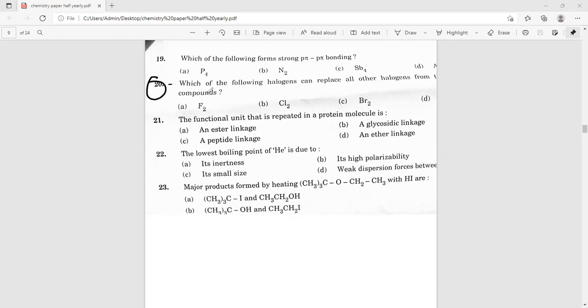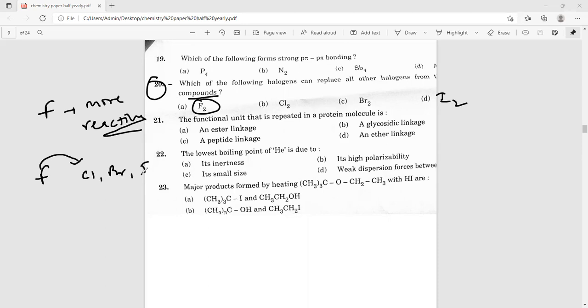Question number 20. Which of the following halogens can replace all other halogens from its compound? F2, Cl2, Br2 and I2. Then the answer is fluorine, because fluorine is more reactive among all. Fluorine reacts with all halogens Cl, Br, I from their compounds because of its reactivity. A is the right answer.